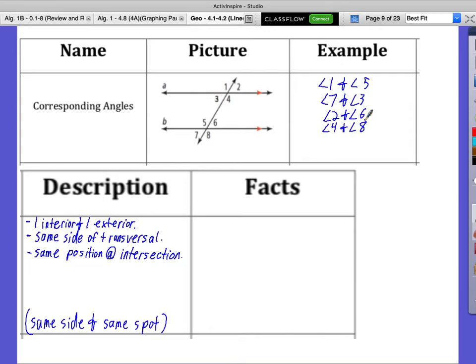Now we're going to leave the facts column blank for a moment. We're going to come back to that later today, okay?